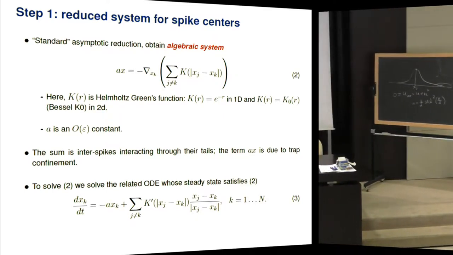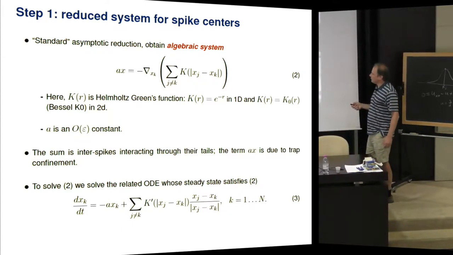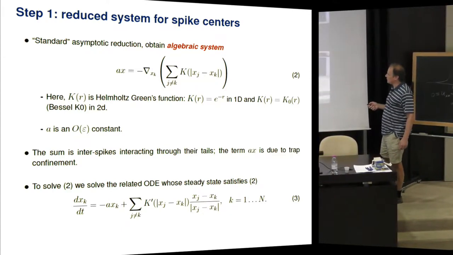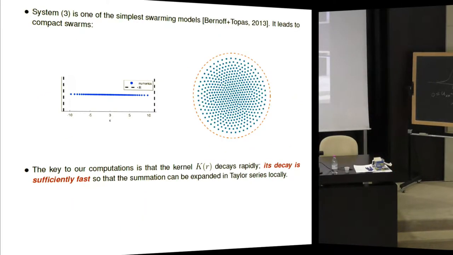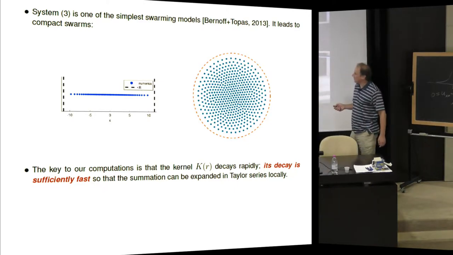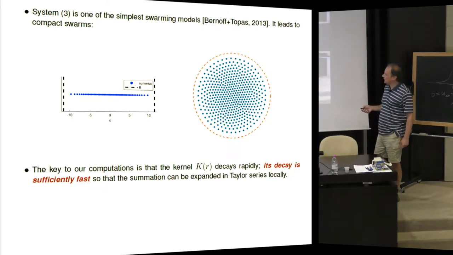Okay, so to solve this system numerically is relatively easy. The simplest thing to do is to embed it into this ODE. If you run this ODE, it will converge to some steady state, and you can see the steady state satisfies this equation. So that's the numerical way to do this, and when you solve it, this is the kind of solution that you obtain. This is in one dimension, for some parameter a, and this is in two dimensions.